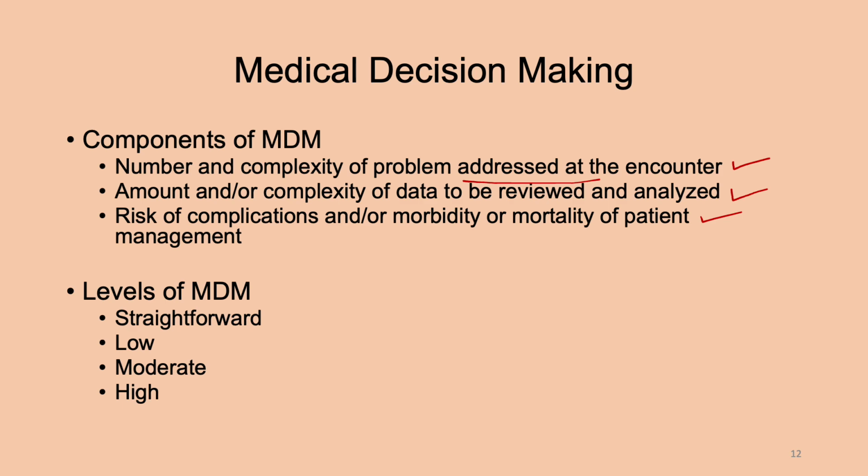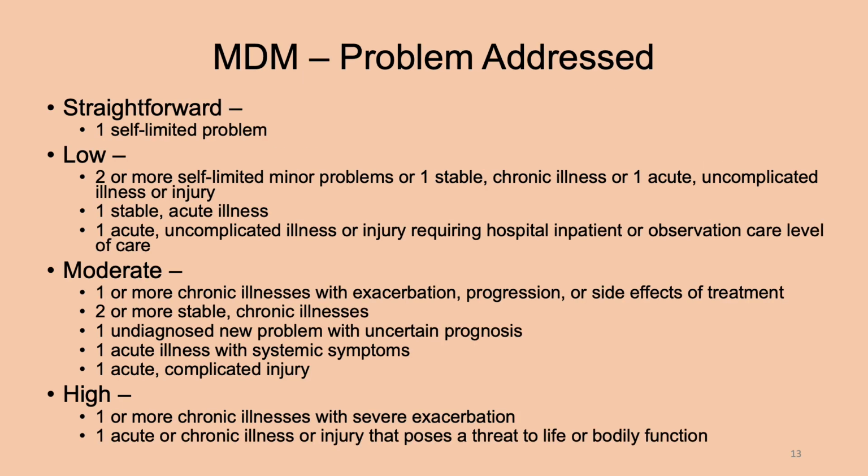So let's start with the first component, problem addressed. So here's what we have, and let's think back on that case as we go through these. Straightforward level, 1 self-limited problem. Well, that's not the case. Low, 2 or more self-limited minor problems, or 1 stable chronic illness, or 1 acute uncomplicated illness or injury. Doesn't sound like that one either. She's more seriously ill than that.